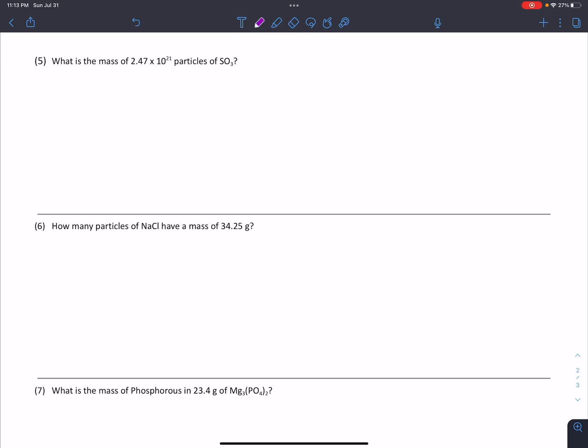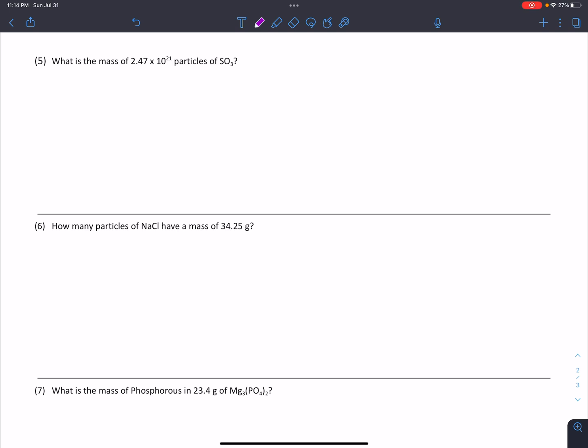Hi! For this next video, we're going to be looking at converting not between mass and moles or particles and moles, but from mass all the way to particles or particles all the way to mass. This is going to be different than the ones we've done before because the problems earlier were one-step problems. This is going to be a two-step problem.